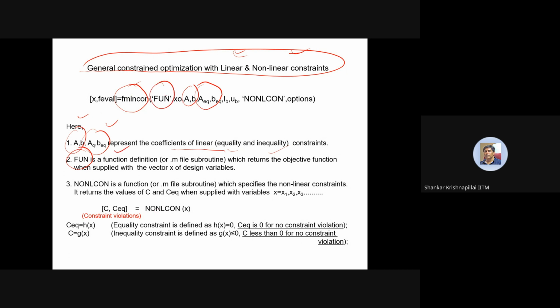We already studied how to give it. So if fun is written in apostrophes, it means that you have to write it in a separate file called fun.m. Okay, so fun is not given in apostrophes here. It means that it is written as a 1 or 2 line function in the main code itself. Okay, then LB, UB is the lower bound and upper bound. The nonlcon is the function or a subroutine which is separately written in a .m file which specifies the non-linear constraints.